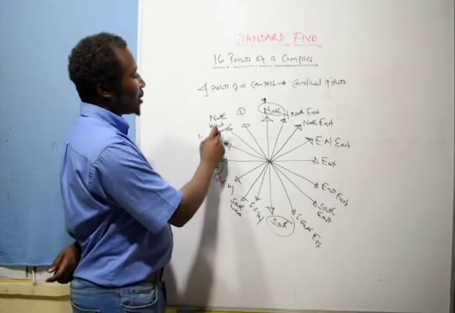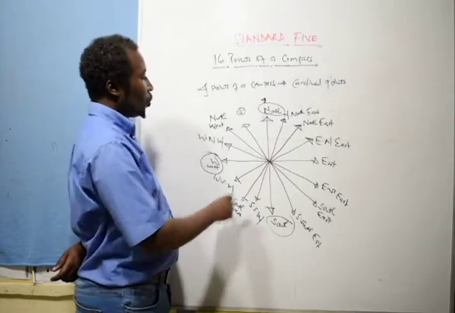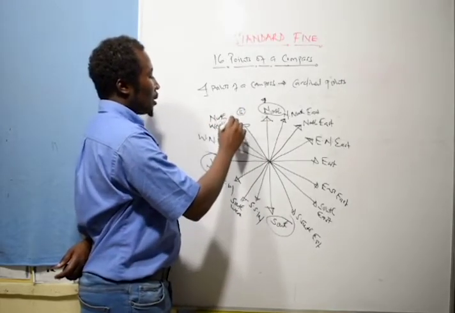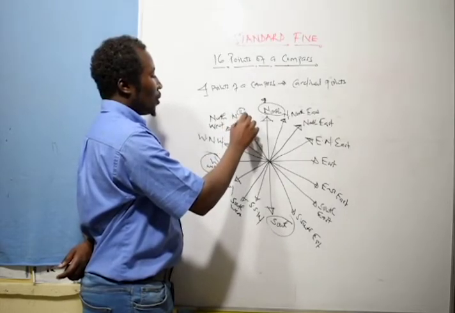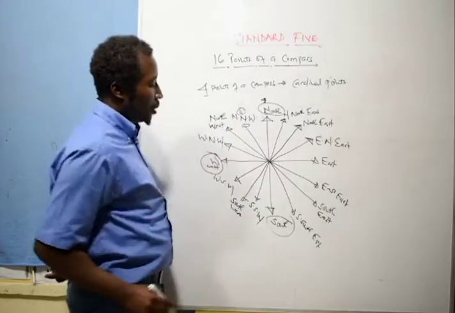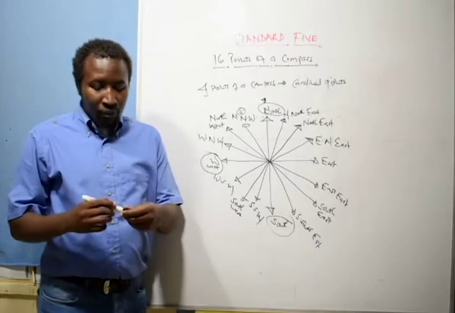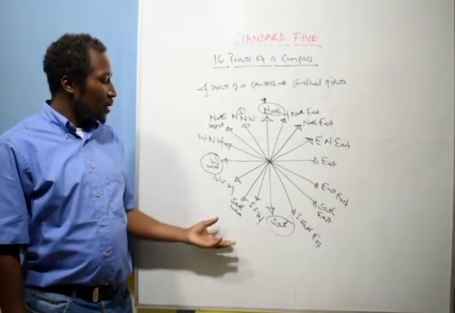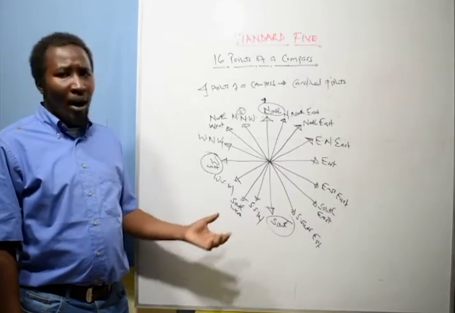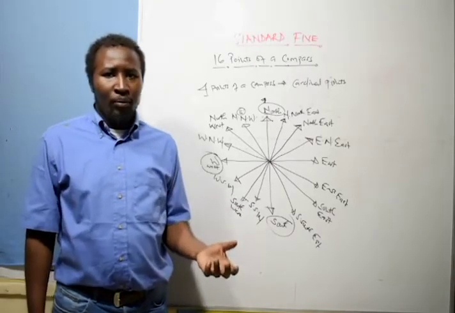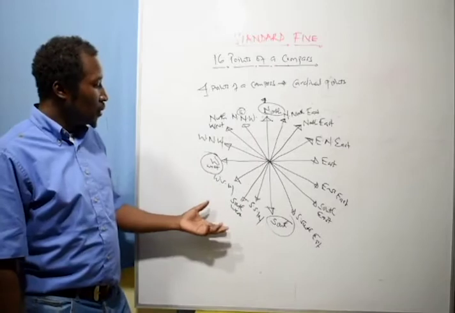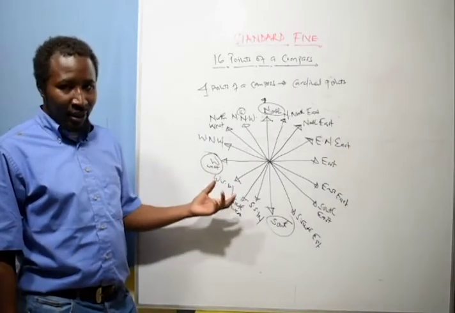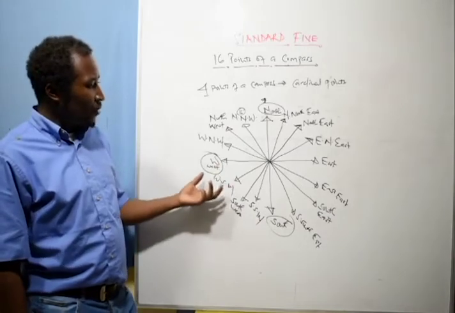So between northwest and north, what do we have? We start with the one that stands alone. We say north, northwest. Now, those are the 16 points of a compass. Very easy to name. So I want, on your own time, for you to try and draw the 16 points of a compass and name them as I have done. It's very easy, very simple.